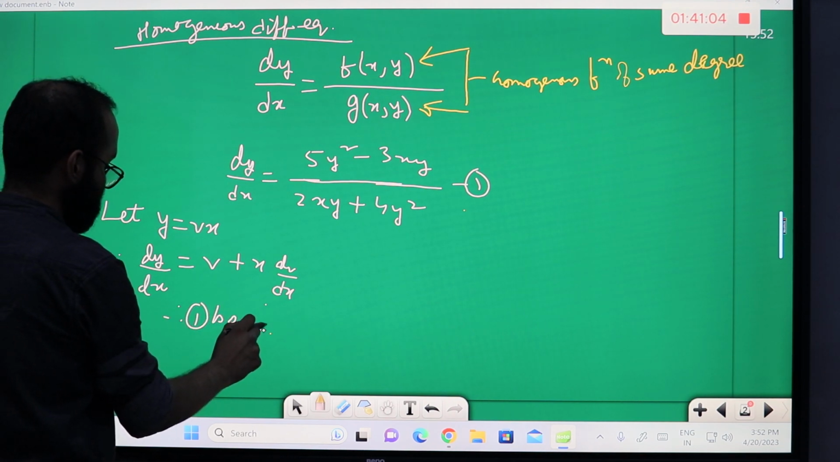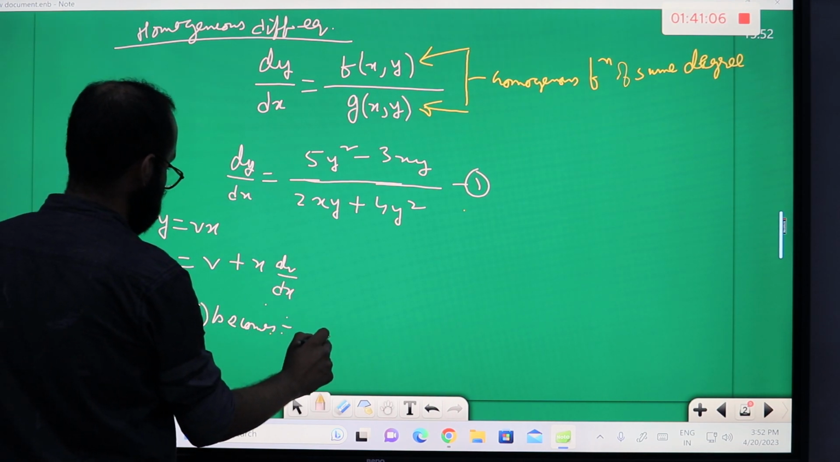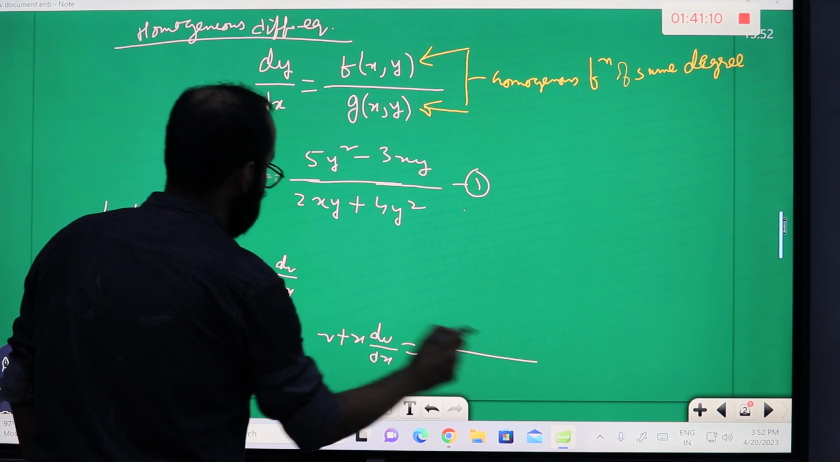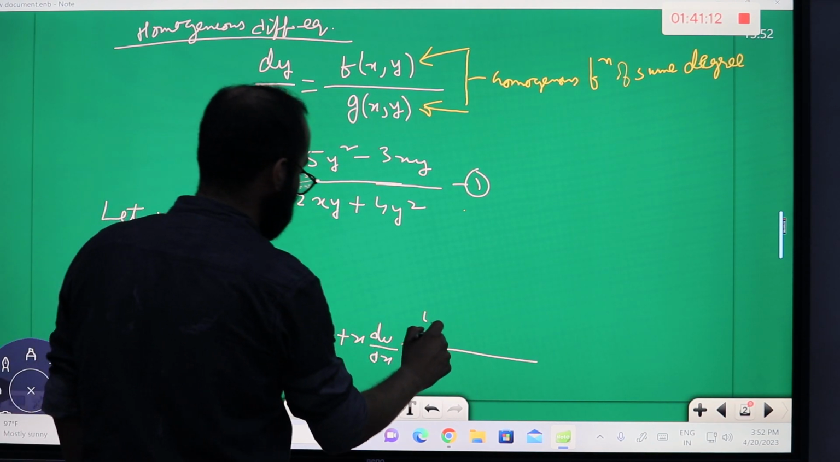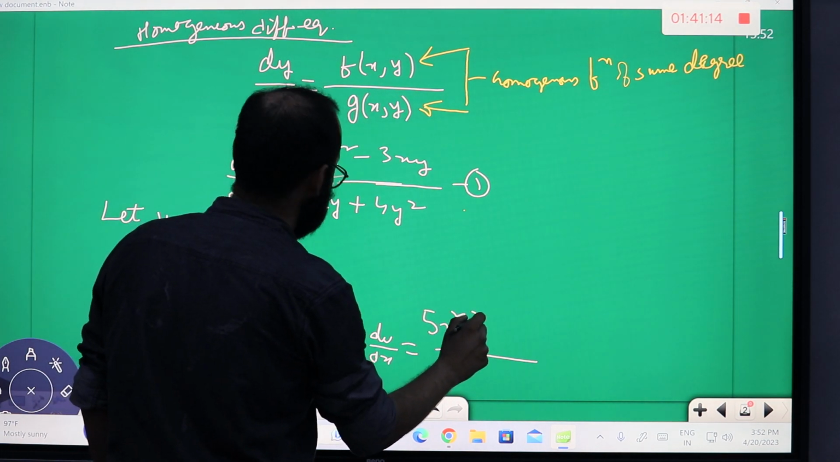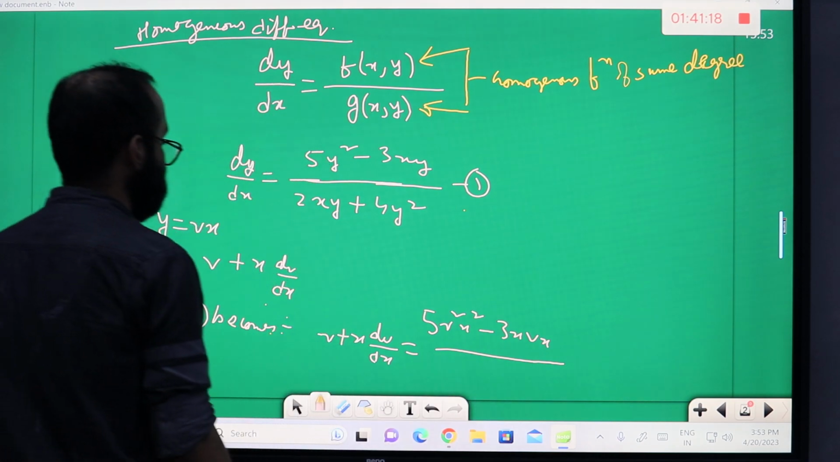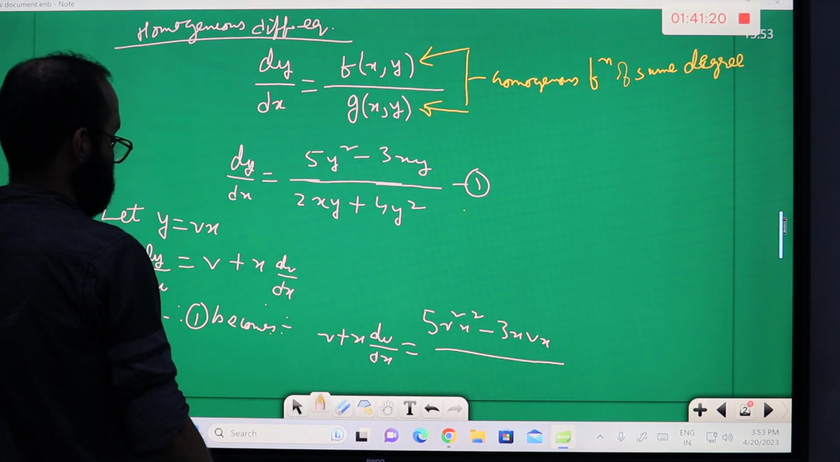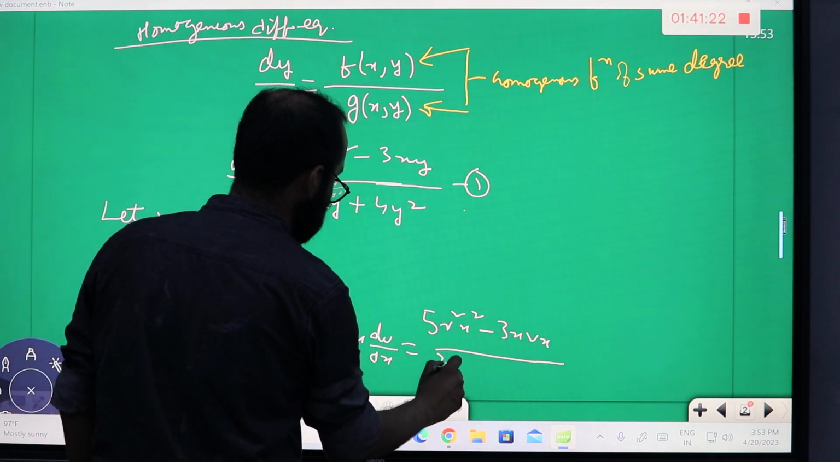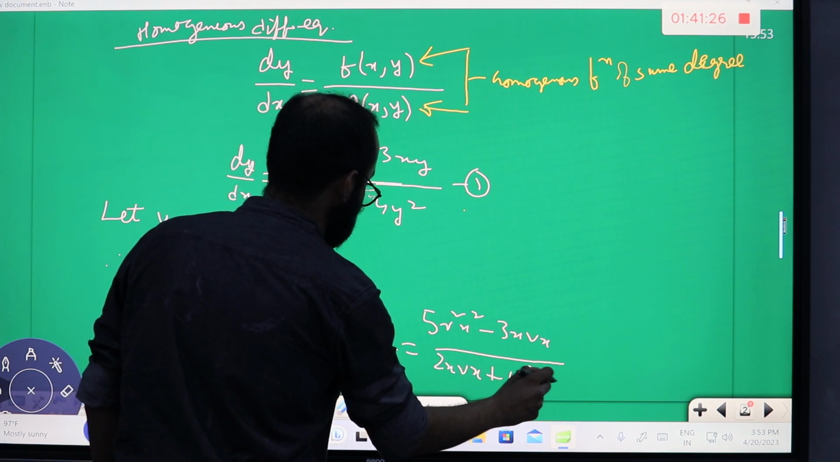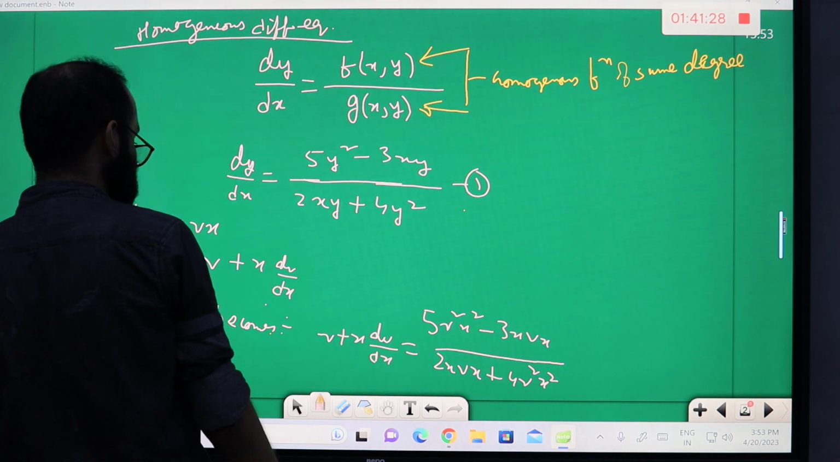Therefore, what does this equation become? v plus x dv dx equal to 5y square minus 3xy divided by 2xy plus 4y square. What is y? vx, isn't it? So 5 v square x square minus 3x into vx, divided by 2x into vx plus 4 v square x square. Isn't it? Yes.